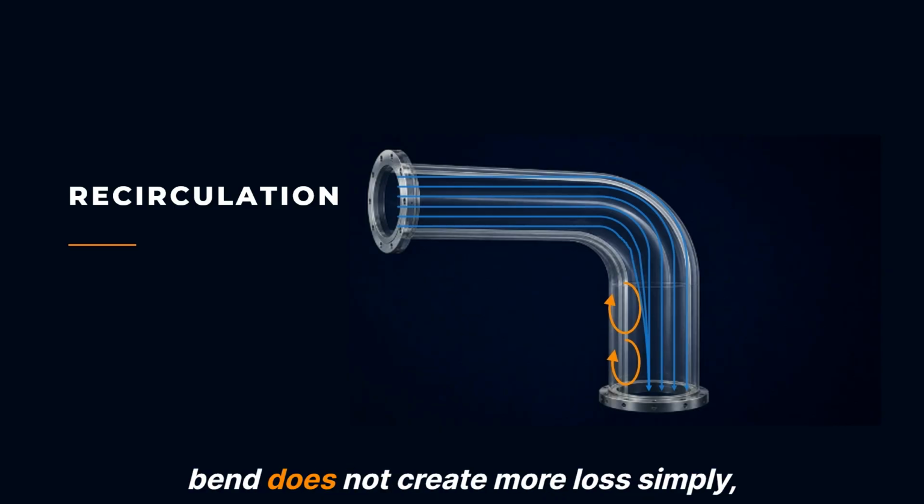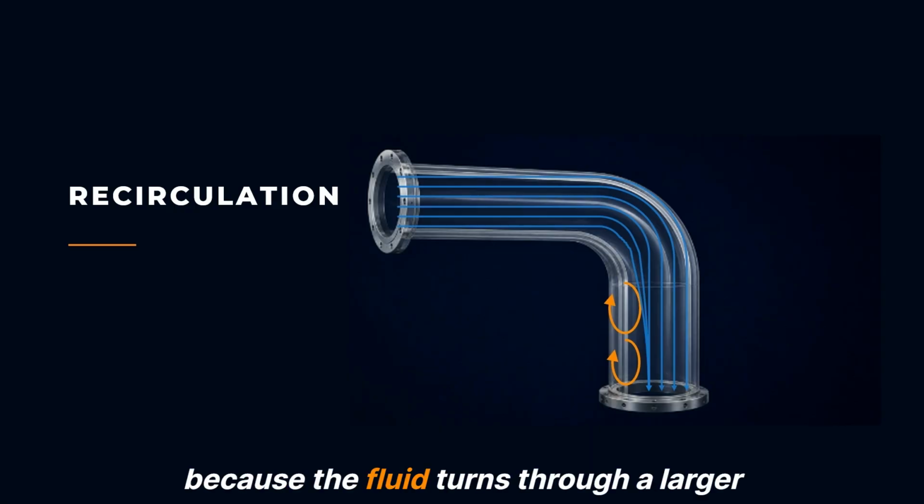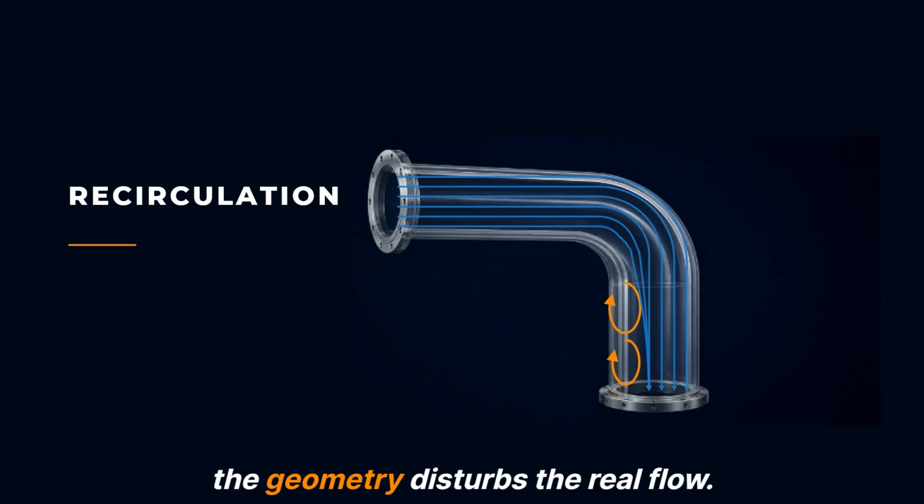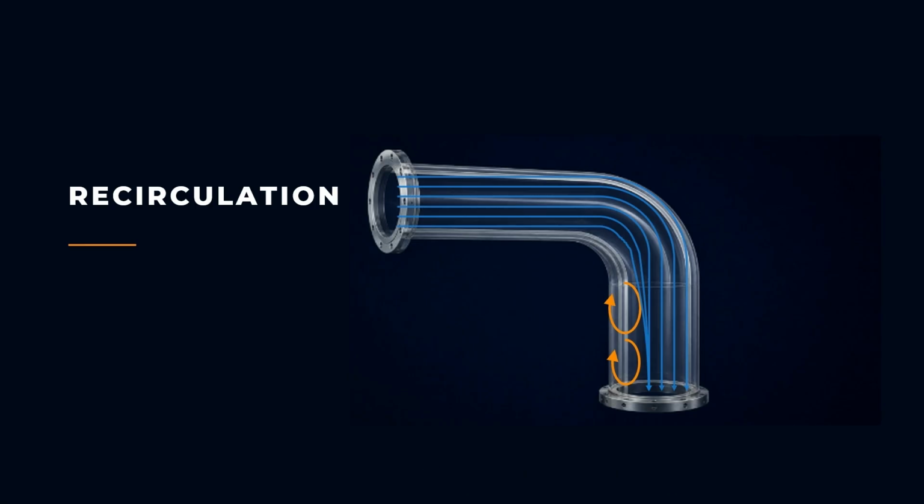So a sharp bend does not create more loss simply because the fluid turns through a larger visual angle. The problem is how strongly the geometry disturbs the real flow.